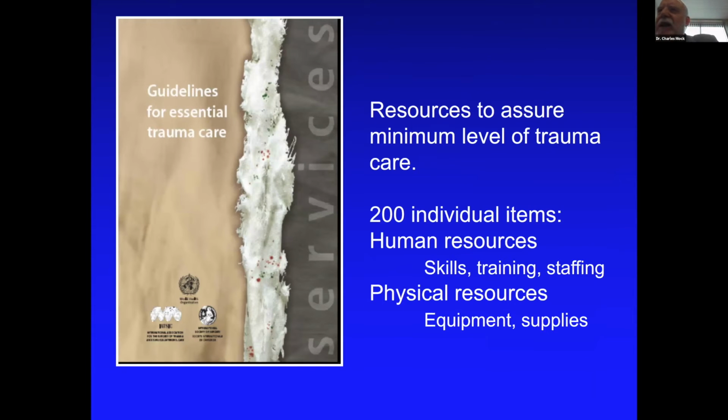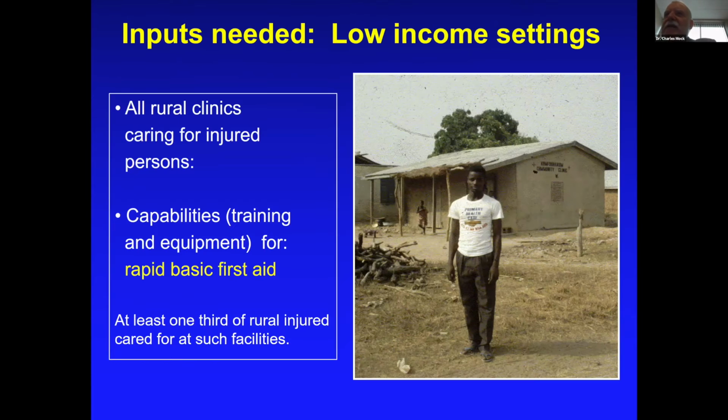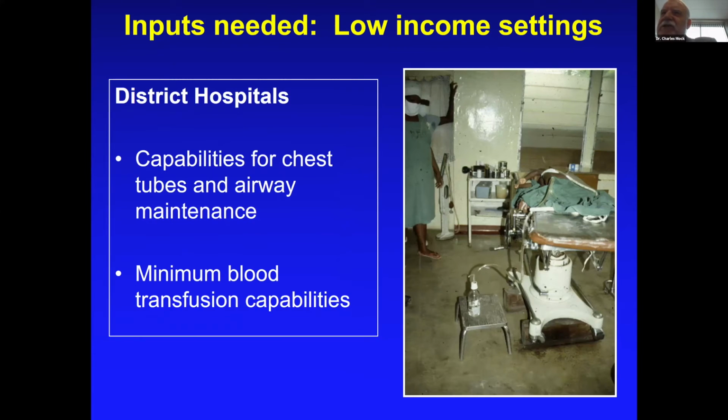The guidelines for essential trauma care give guidance about clinics and hospitals, defining 200 individual items of human and physical resources. In concept, they try to promote things like all rural clinics caring for the injured should have capabilities for rapid basic first aid, which many do not. And even though this is trauma care for much of the world's population, smaller hospitals should have capabilities for chest tubes and airway maintenance, certain minimum blood transfusion capabilities.